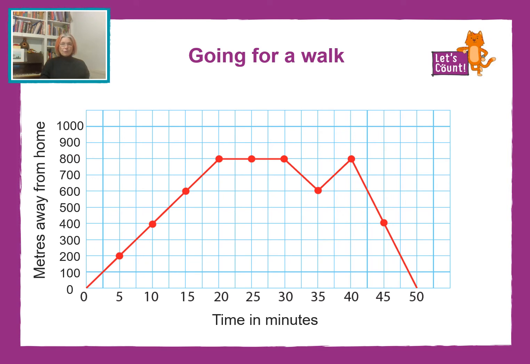Line graphs in this form are referred to as distance time graphs. Line graphs display continuous data. Every point on the line has a value, not just the ones marked by the red dots. This one shows the detail of going for a walk, with the axes showing the distance travelled away from home and how long the walk had taken.